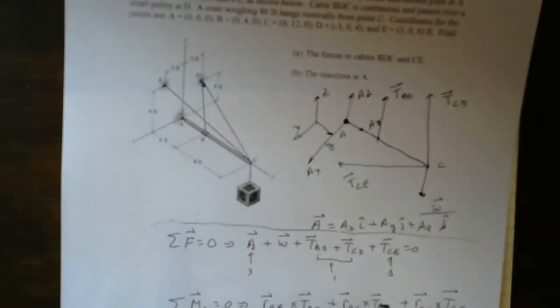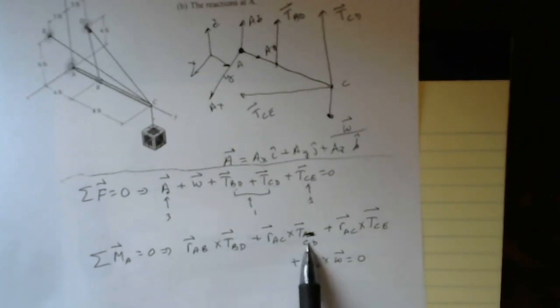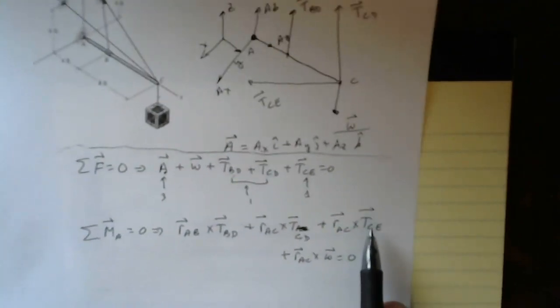All right, so let's go to the moment equation. What I need is RAB and TBD, TCD, TCE, and the position vectors. I need TBD, TCD, and TCE expressed as Cartesian vectors. So that's the first thing I'm going to do. Do this first. TBD.